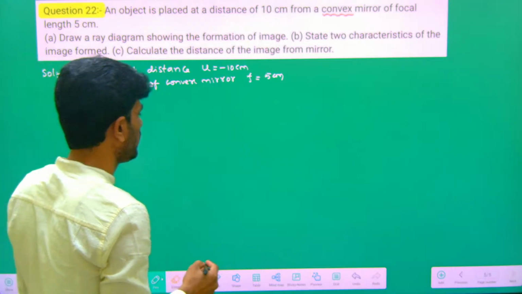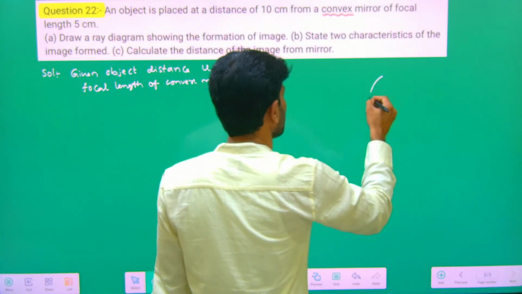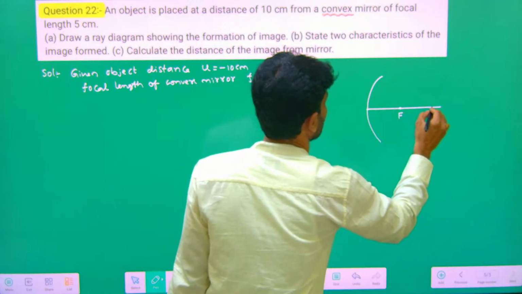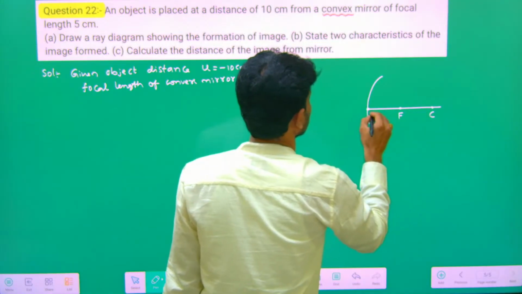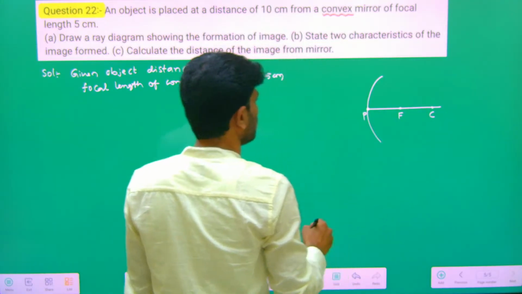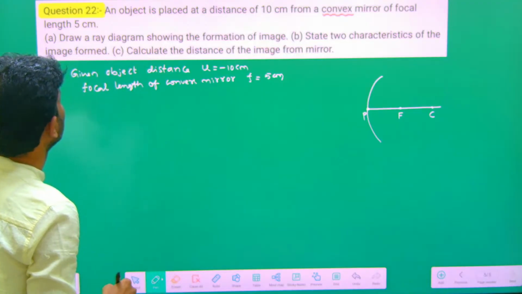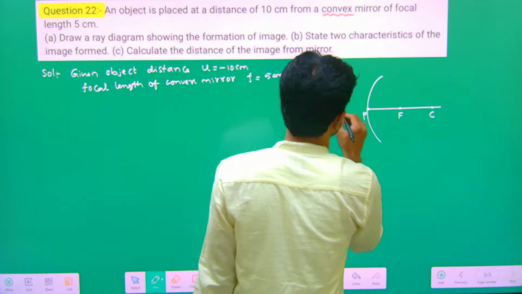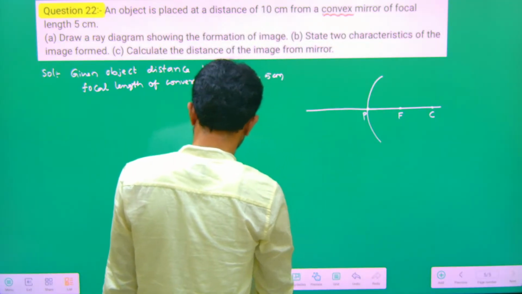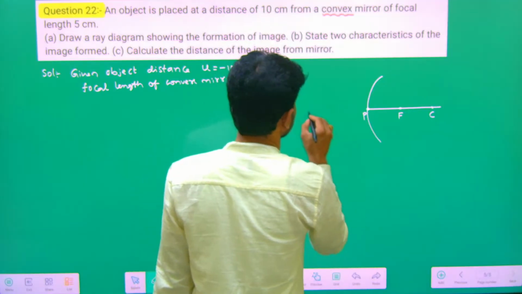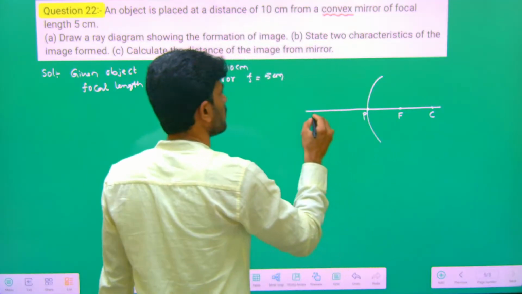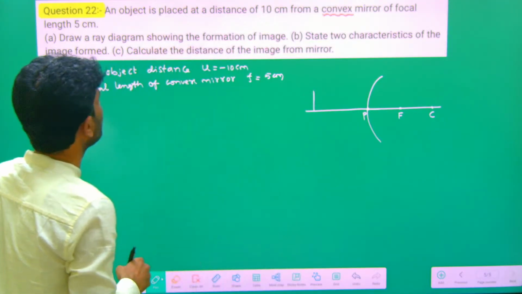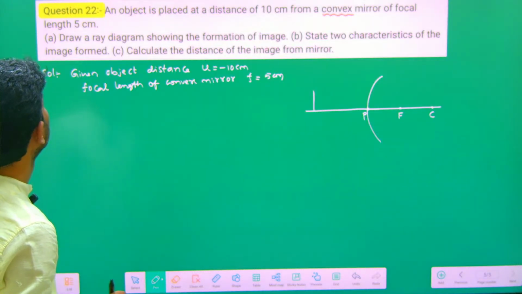diagram also. Now it is a convex mirror. Convex mirror we will take like this. This side we will have the focus and center of curvature, and this is the pole. Now the object will be kept in front of the mirror, on this side. Let us take this here as the object. Now focal length is what? Focal length is 5 centimeters.